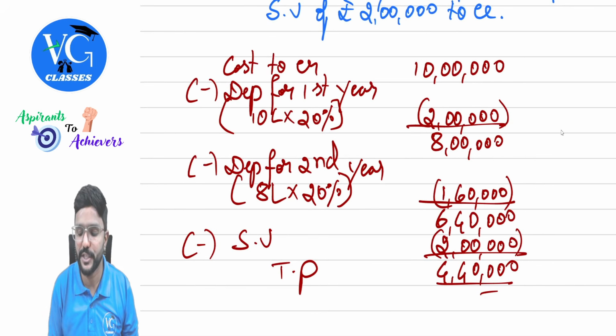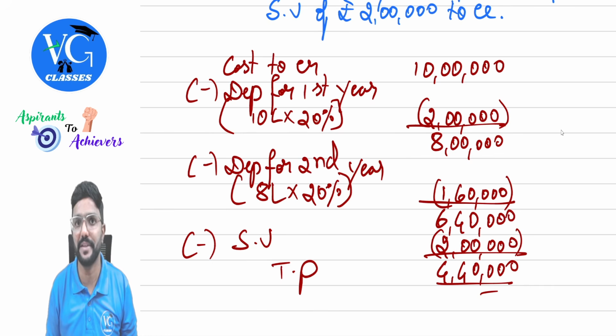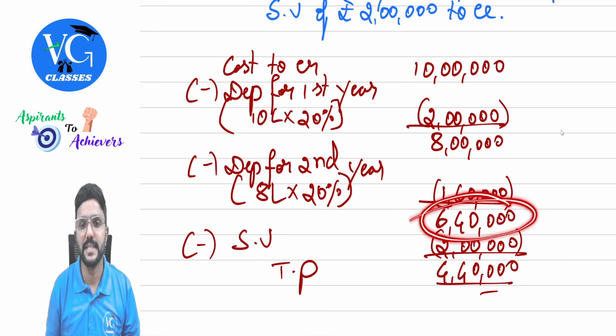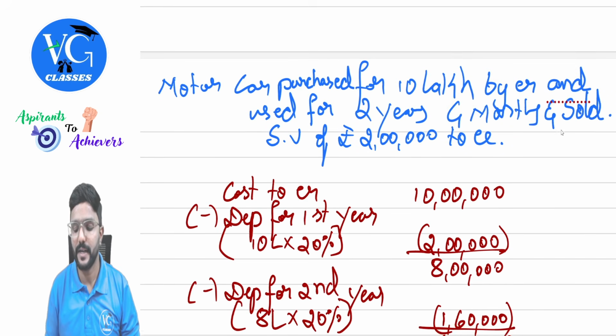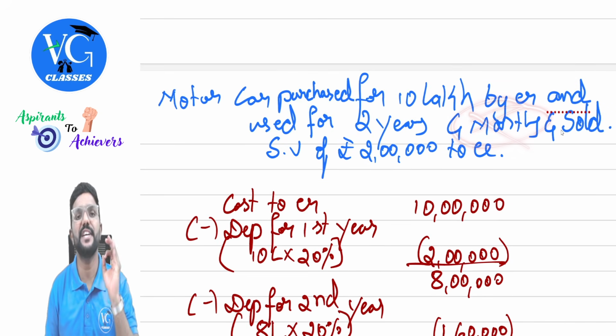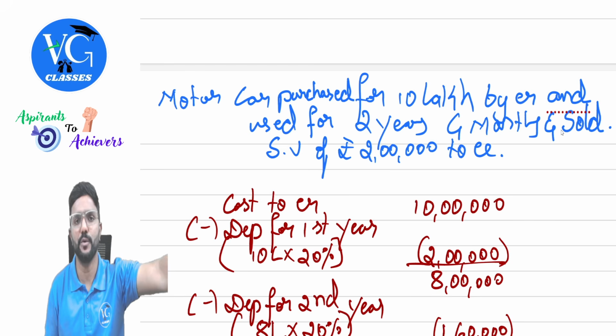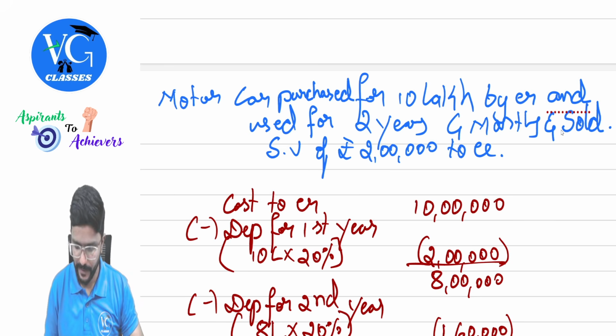Then again calculate depreciation on 8 lakh at 20%, because it is the WDV method. That comes to 1 lakh 60 thousand. So WDV at the end of the second year is 6 lakh 40 thousand. Sir, should we calculate depreciation for 4 months? No, I told you, for each completed year of usage only. If any part of the year is there, please ignore it. Even if it is 11 months, ignore it.